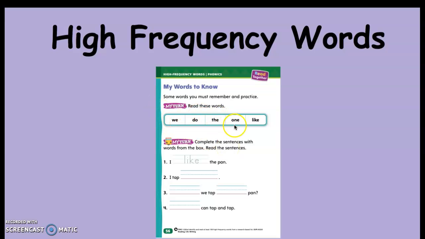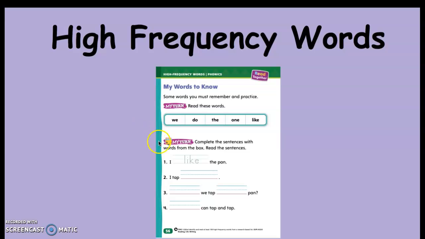So we're going to complete the sentence with the words from the box. So you can use the words up here to help. So this is your assignment. This activity is in your MyView book on page 56. So you're going to go to page 56 in your book and you're going to complete this page and then take a picture and upload it to me.